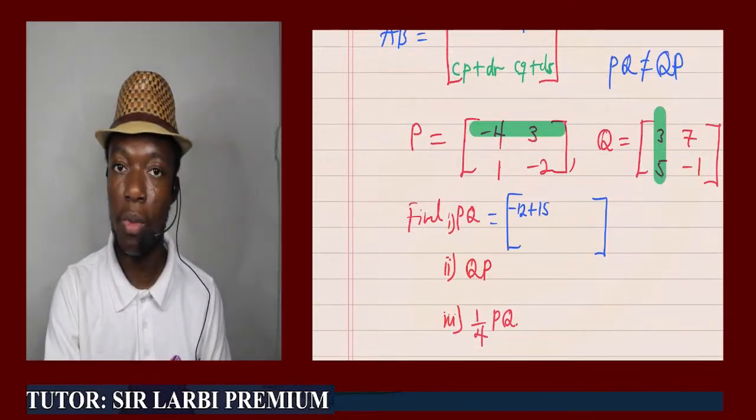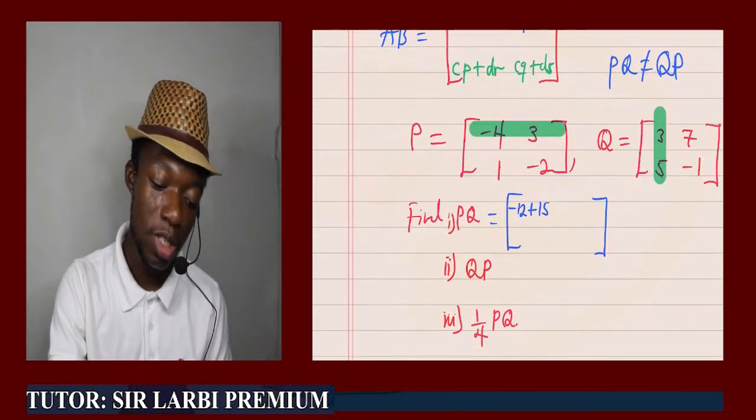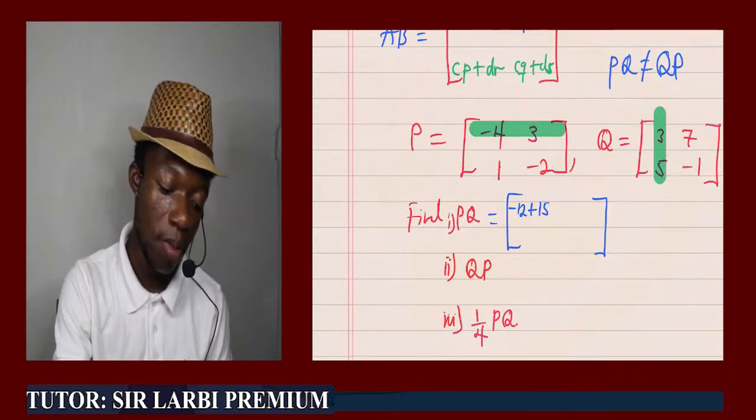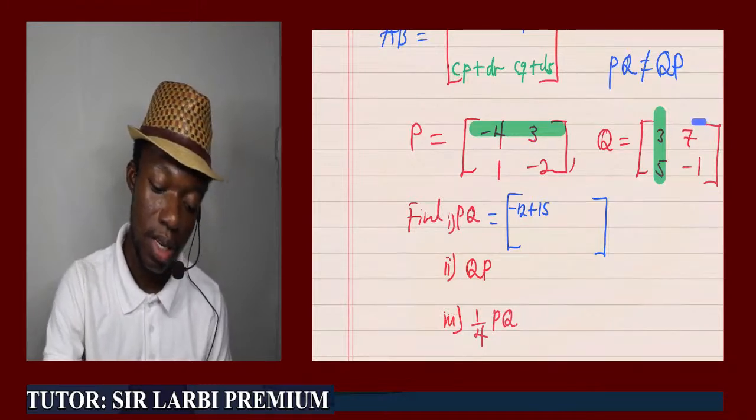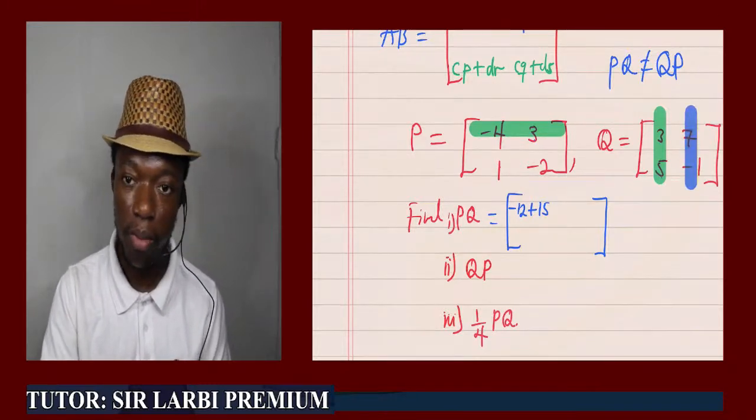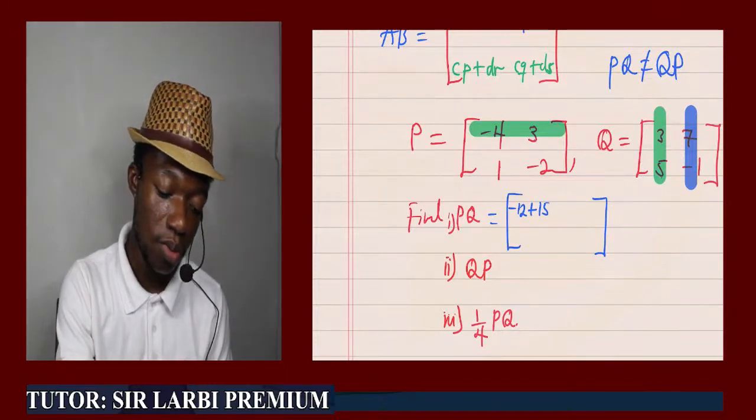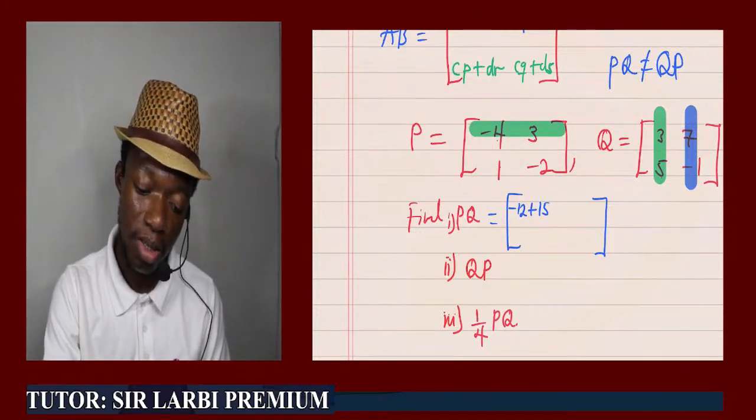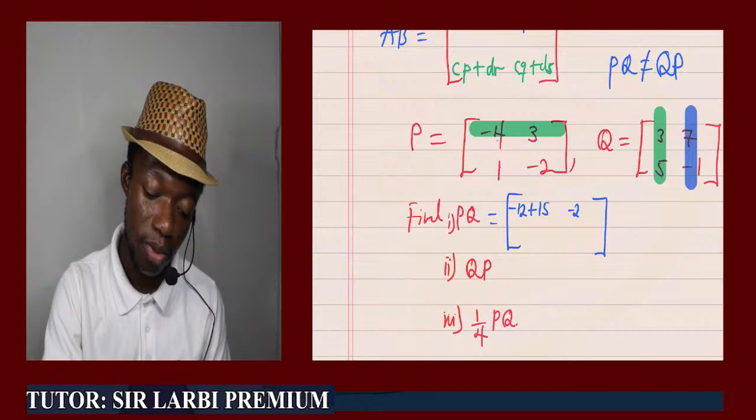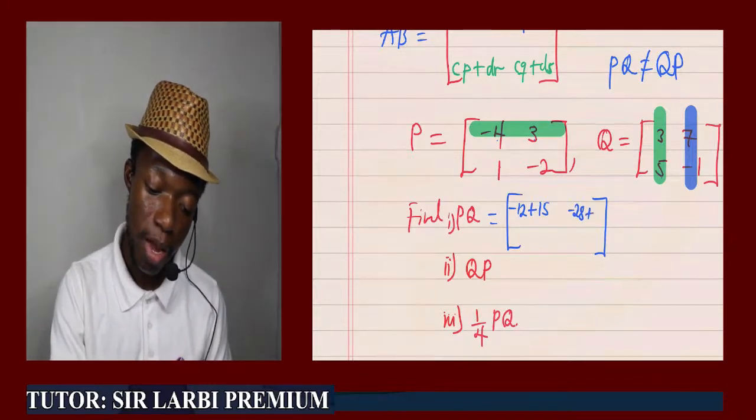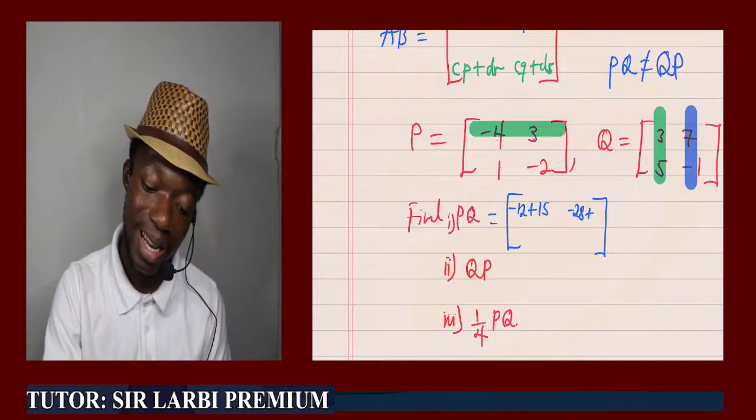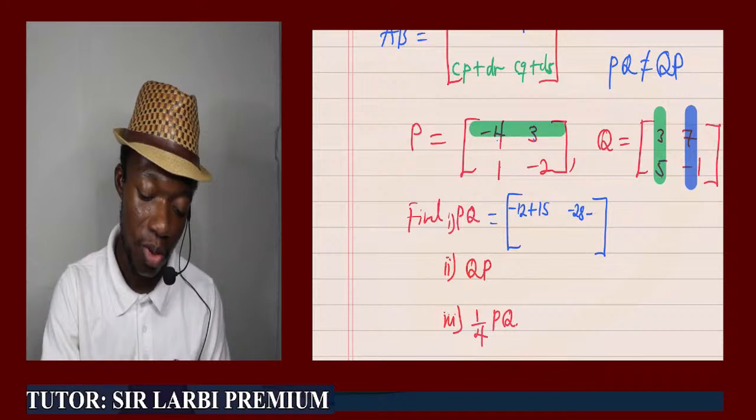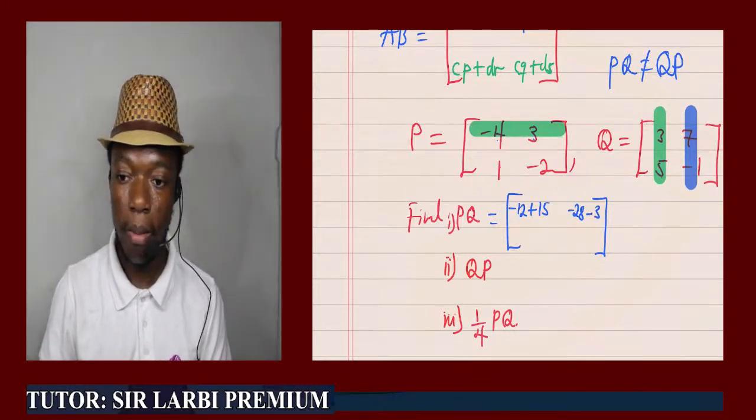Then with the same rule, we go for the multiplication of the first row with the second column of the second matrix. The same approach, you don't change it. So -4 multiplying 7, we are getting -28. Then we say plus, then 3 multiplying -1, we are getting -3 here. Negative takes precedence over positive. So we have -3 here.